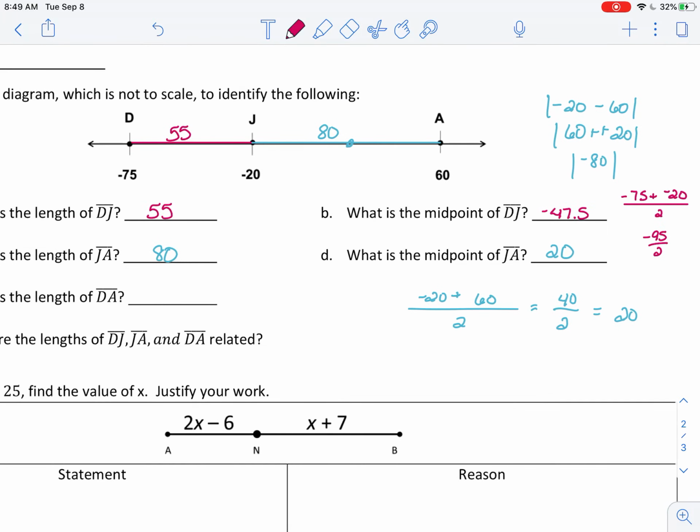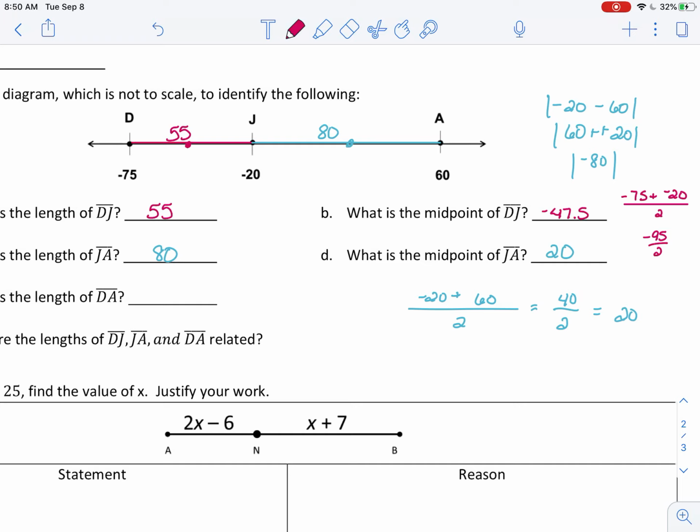So again, this is not a length. This is the location. Where would you go for the middle dot? Well, I would have to go to negative 47.5. So this distance, that looks weird, is the same as this distance, and they would both be half of 55.